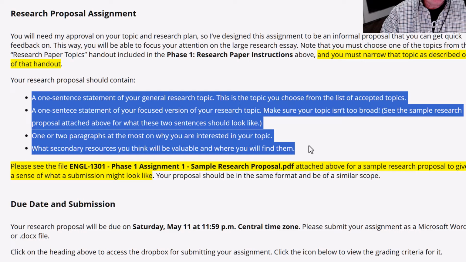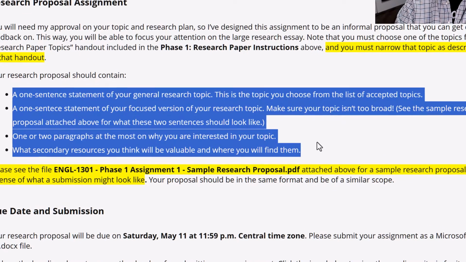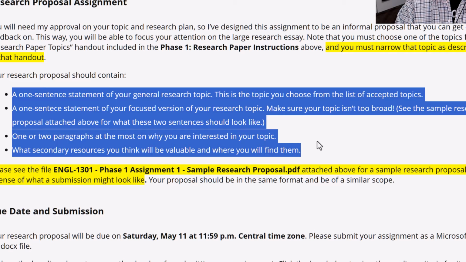This is more or less a brainstorming exercise. If you want to do a little bit of research, okay, that can be helpful, especially when it comes to figuring out exactly what direction you want to go in, but it's not necessary. Basically, you are just coming up with a proposal for me to accept or reject. So let's take a look at some of the particulars of this.